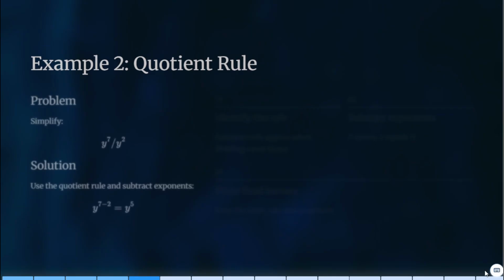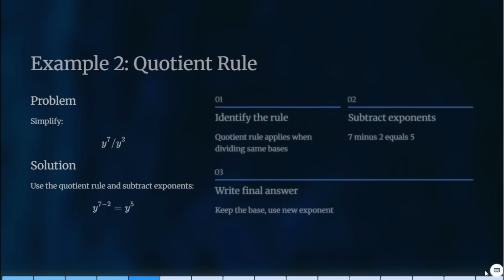Now, what if we have y to the power 7 divided by y to the power 2, or y squared? Here we can see that it is the quotient rule that will need to be applied because we're dividing by the same base, y. So we can subtract the exponents. 7 minus 2 is 5. So for our final answer, we keep our base y, and that will be y to the power 5.